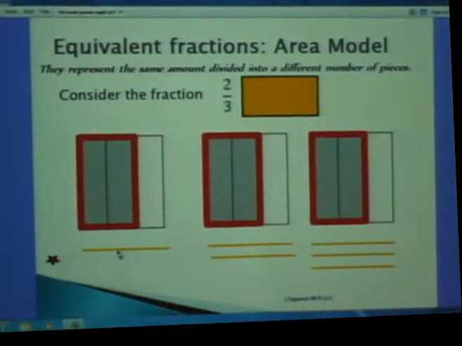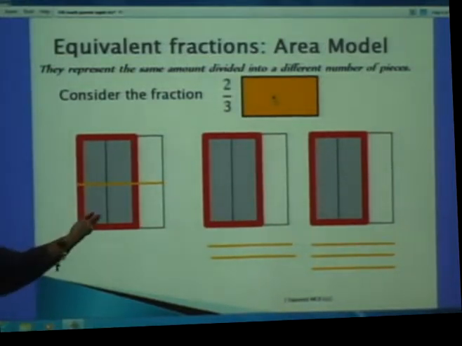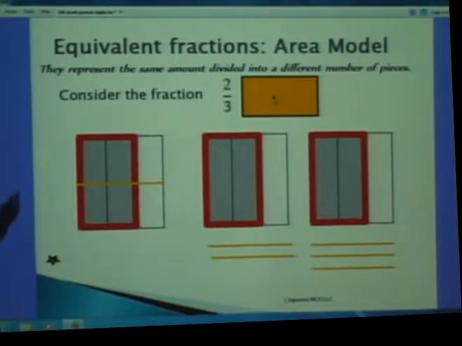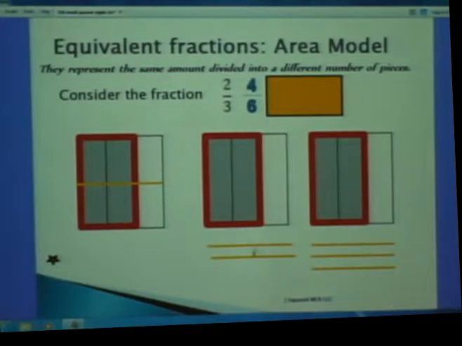And what equivalent fractions are is they represent the same amount divided into a different number of pieces. So I'm going to take this 2/3 and divide it into twice as many pieces. Has the amount shaded changed? No, but now 2/3 has become 6 sections, 4 of them are shaded. Okay? Sometimes with students, if they don't have this practice, it's like the fraction's gotten bigger. No, it's more pieces, but the amount has not changed.